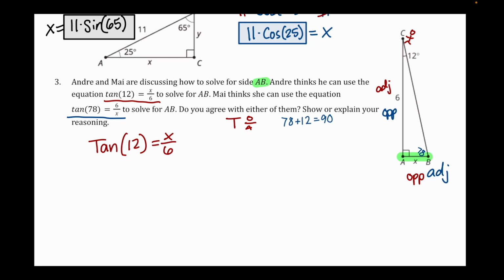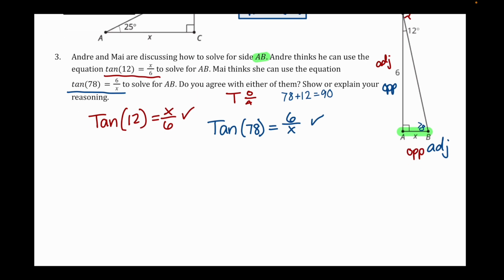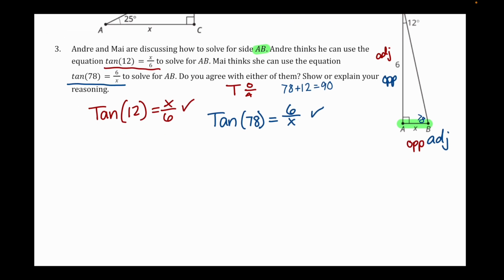Now, tangent is opposite over adjacent. So according to Mai, we would have tangent of that larger angle, the 78, and that should be equal to 6 over x. That checks out, and Andre's equation checks out. So I'm going to write a little sentence here and say, I agree with both.